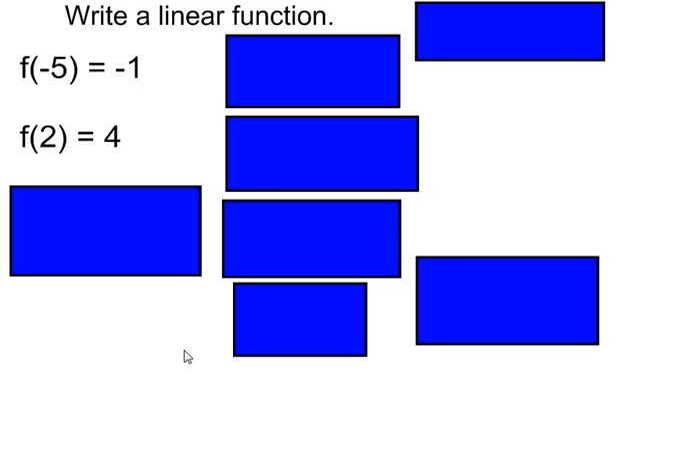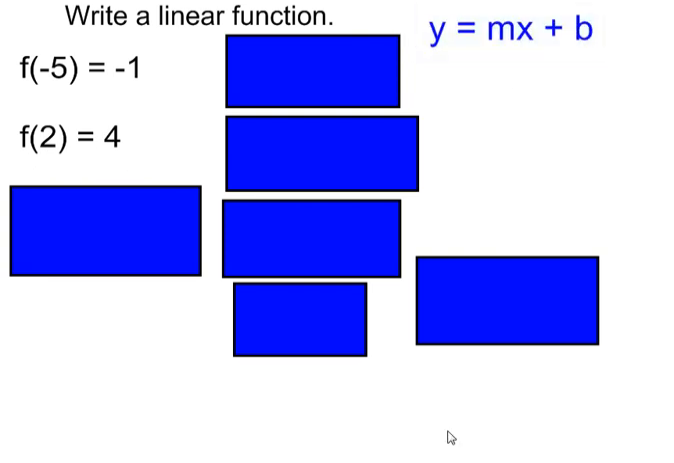Now, the last thing we're going to talk about today is writing a linear function. So what they will most likely do is give you two ordered pairs, or in this case, f of negative 5 equals negative 1, f of 2 equals 4. These ordered pairs, again, x is negative 5, y is negative 1, x is 2, y is 4. We want to put this in the form y equals mx plus b. So we have to find two things. First, we have to find the slope. Second, we have to find the y-intercept.